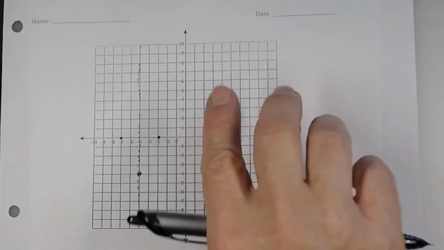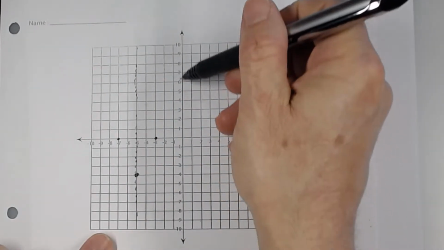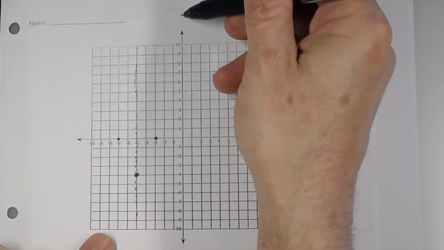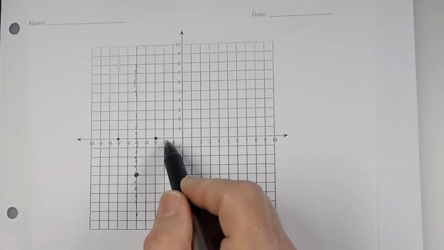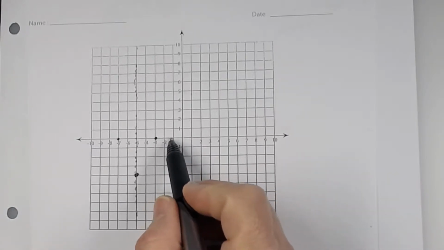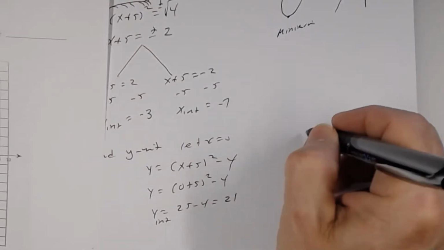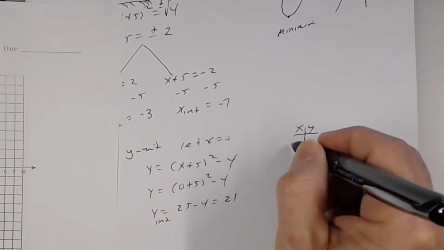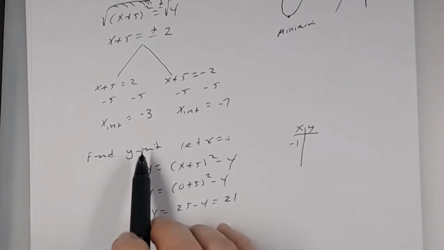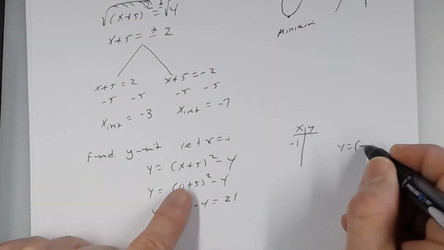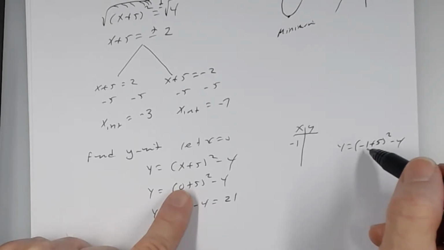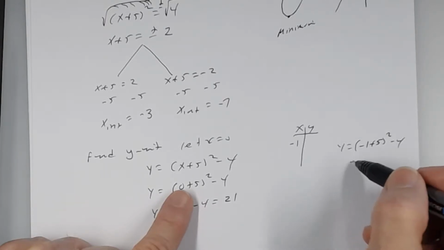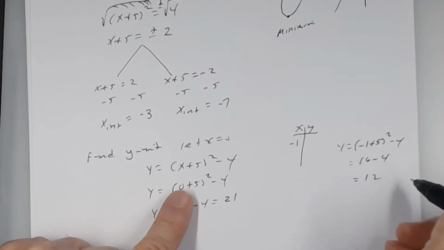All right, now here's what I would do. I would see letting x equal 0 is going to be outside here. So I'm going to let x be negative 1 and negative 2. Okay? I'm going to let x be negative 1, negative 2. All right, so watch. Use a t-table. If x is negative 1, I get y equals negative 1 plus 5 squared minus 4. Y'all agree? Negative 1 plus 5 is 4. 4 squared is 16. 16 minus 4 is 12.